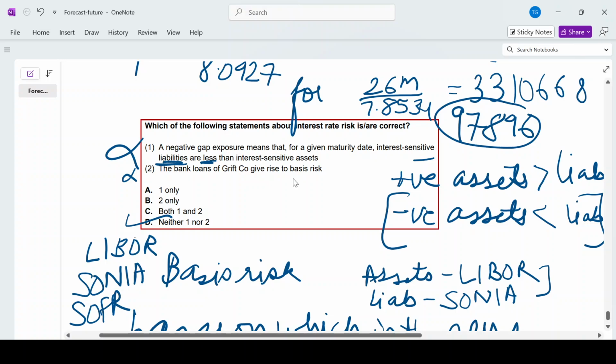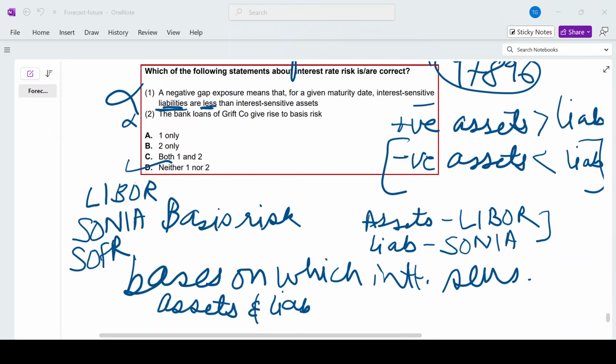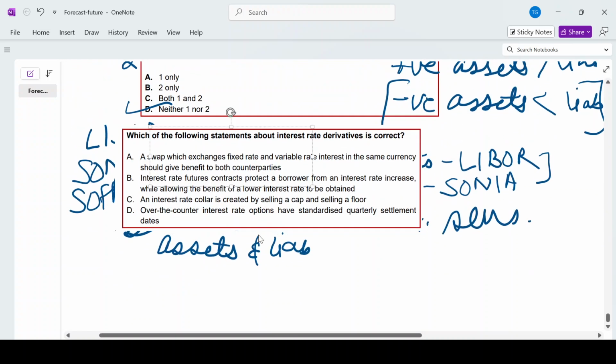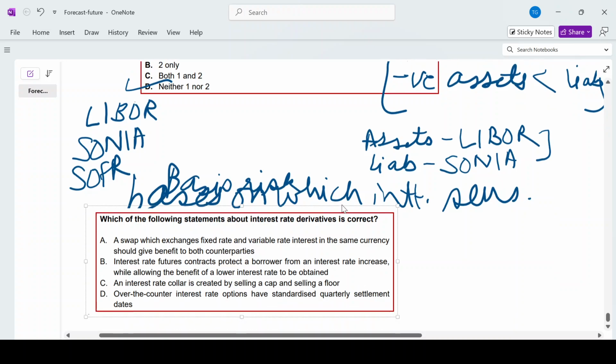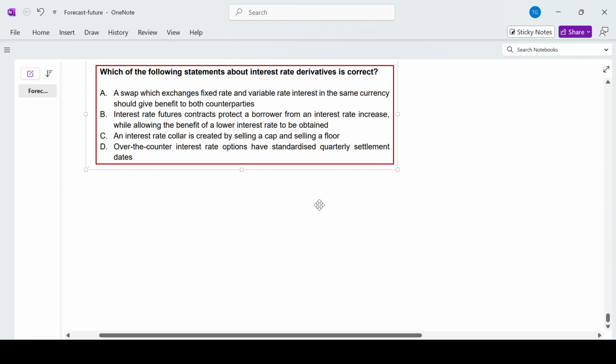Now moving ahead to the very last question of this examiner report. Okay. So here is the very last question.